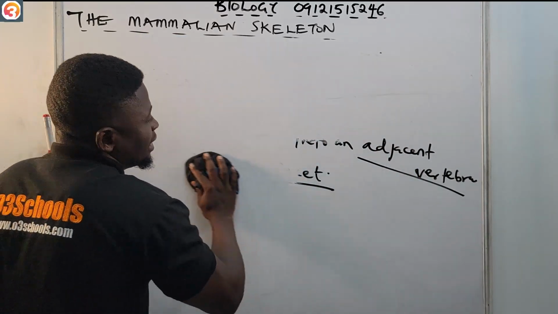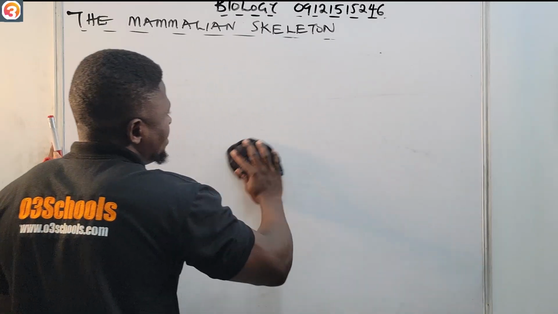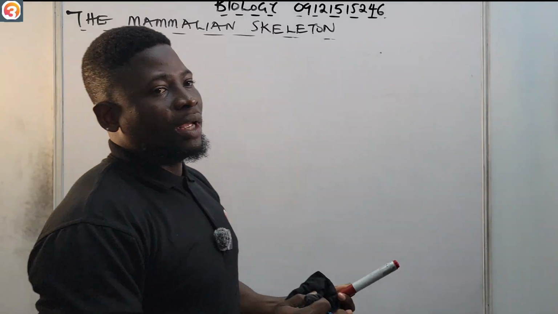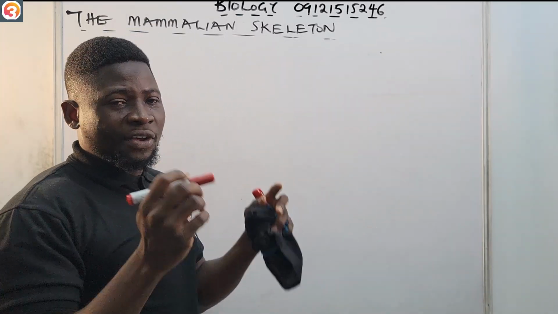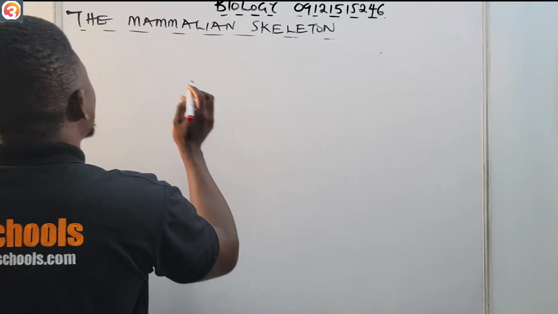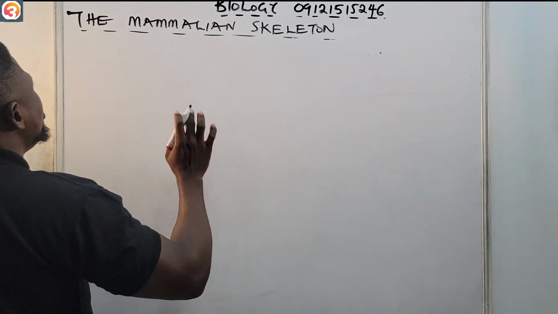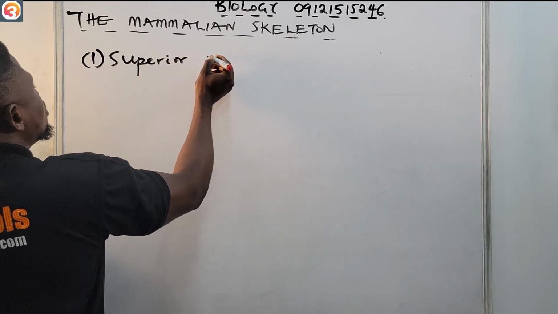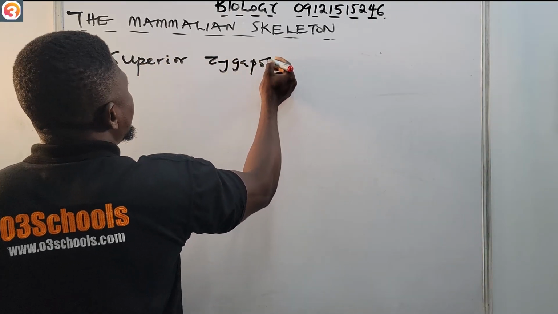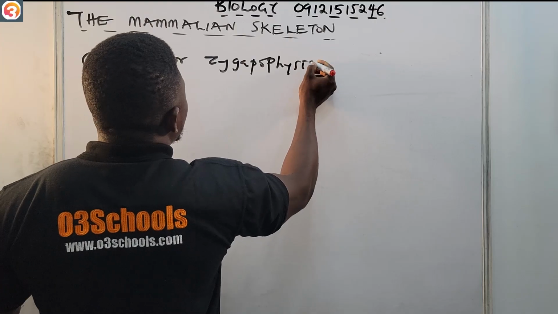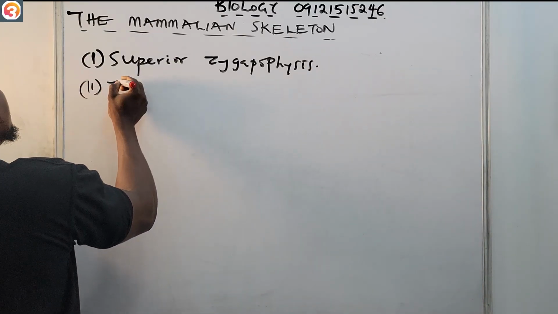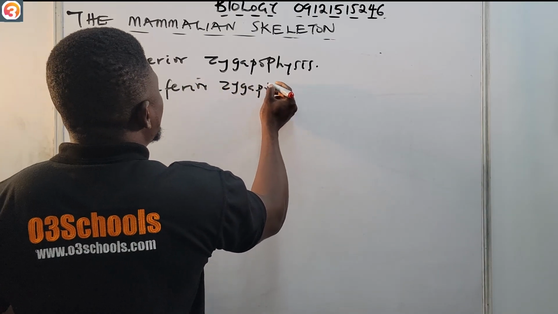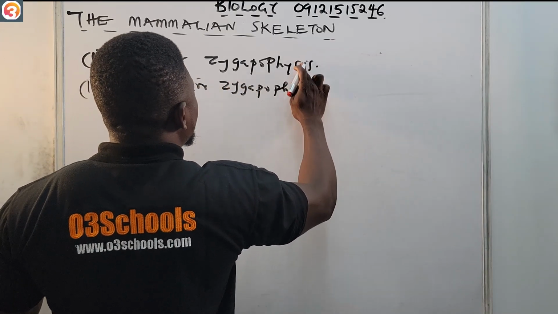It's also important to know that the zygapophysis are of two types. We have the superior zygapophysis, and number two, the inferior zygapophysis. It's an E here.